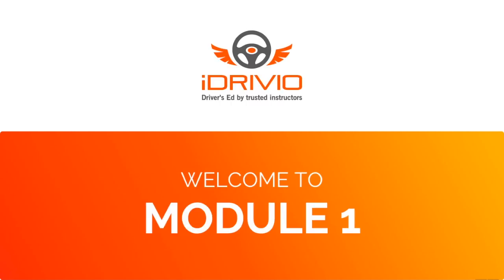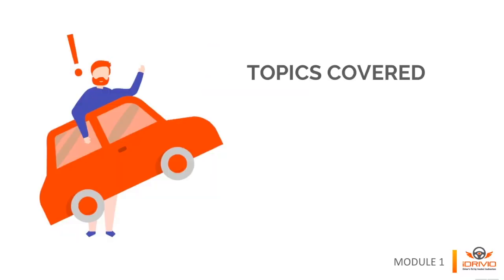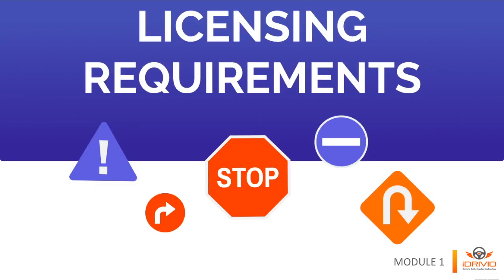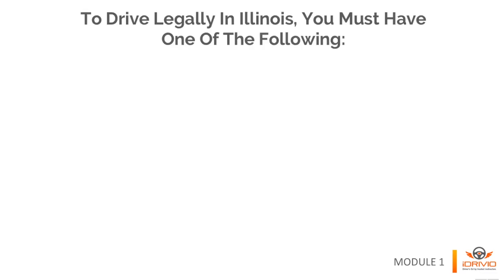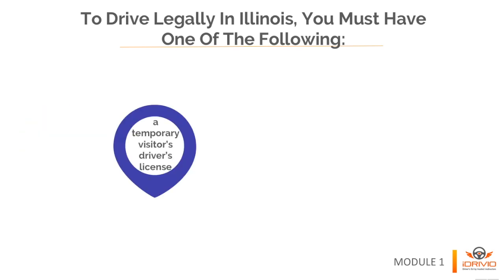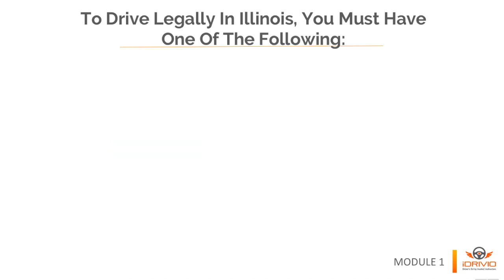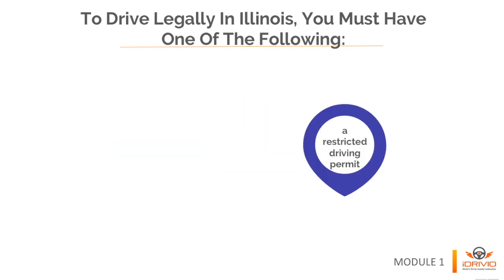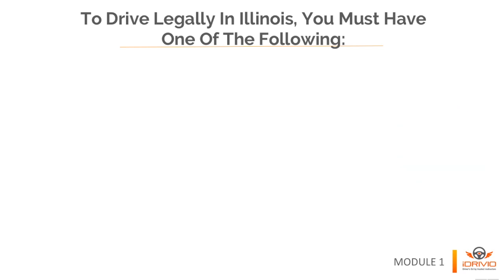Welcome to Module 1. In this module, you will learn about licensing requirements, suspensions, and revocations. Licensing requirements. To drive legally in Illinois, you must have one of the following: a valid Illinois driver's license, a temporary visitor's driver's license, a probationary license, a restricted driving permit, a monitoring device driving permit.